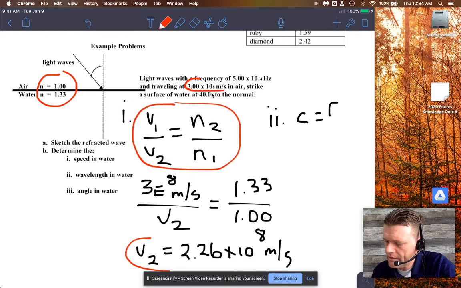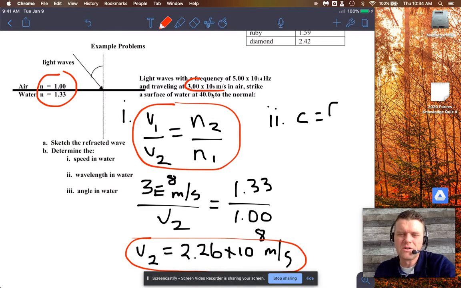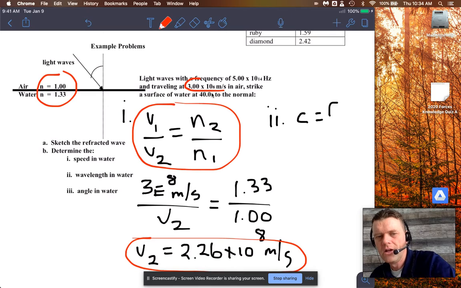But anyway, so yeah, here I come up with a new velocity for the speed of light in water. Okay, so it's a little bit slower. It's not like crazy slower, but it's not the same as 3 times 10 to the 8th.